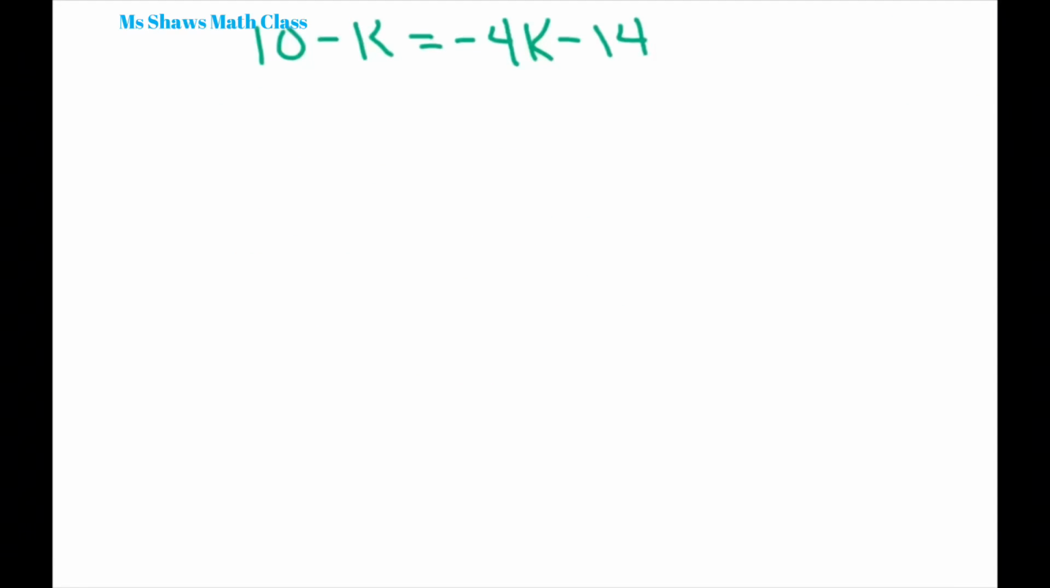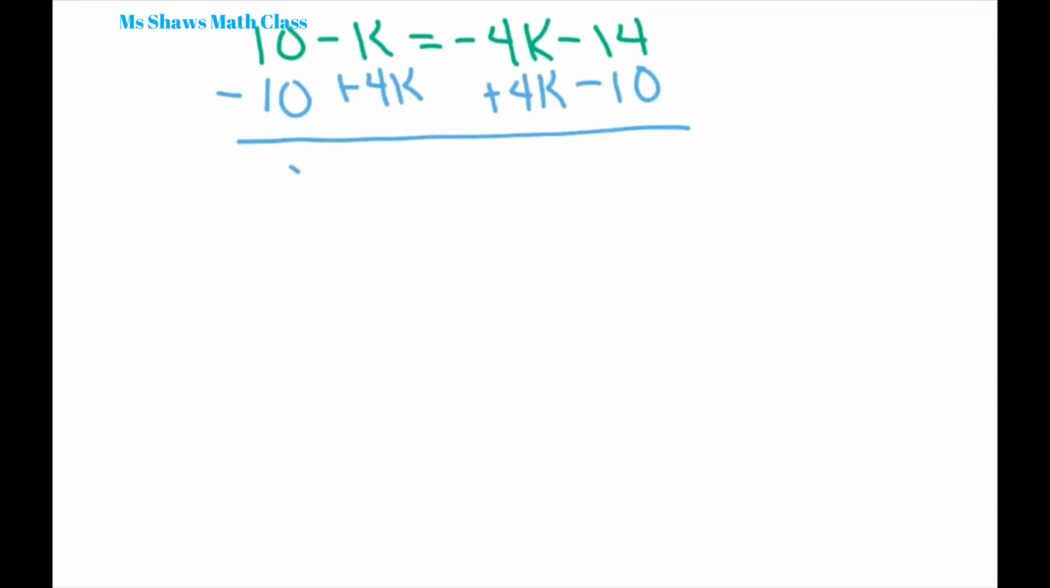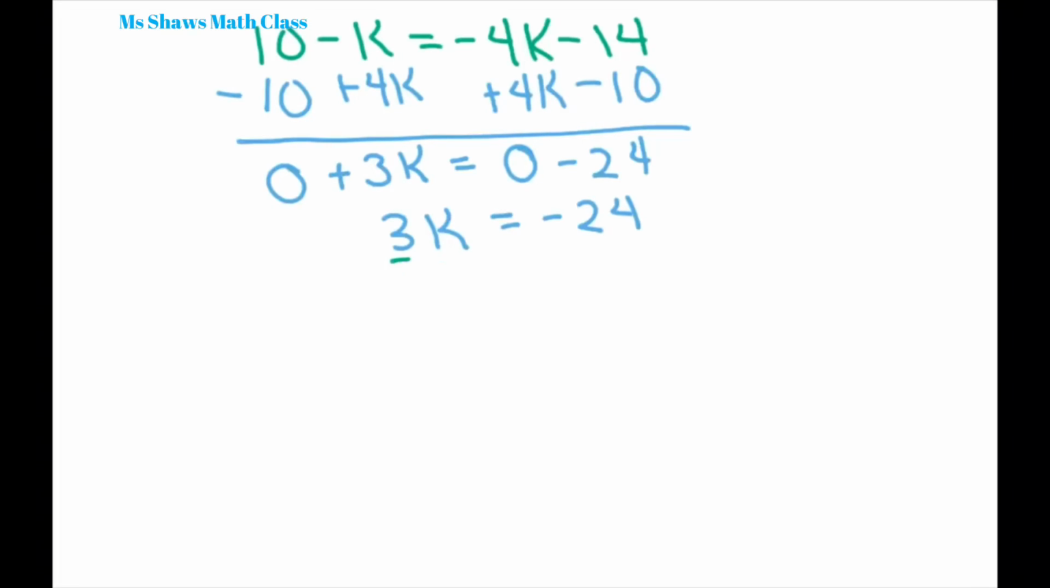And the last one, let's see what's going on with this. Let's go ahead and add 4k, the addition property of equality. And let's go ahead and subtract 10 from both sides using the subtraction property. So we get 0 plus 3k equals 0 minus 24. So basically, with the zero property of addition, we have 3k equals negative 24. Using your division property, you divide both sides by 3. So you get k equals negative 8, or your solution set is negative 8.